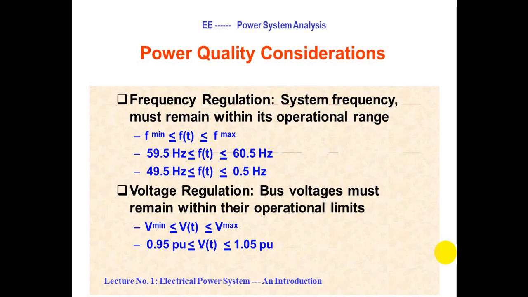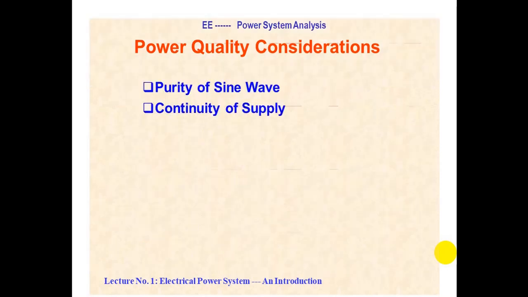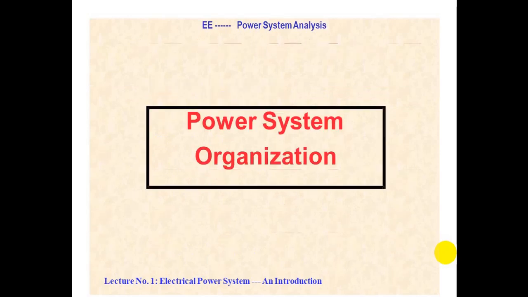In the voltage regulation part, bus voltages must remain within their operational limits. There is a certain limit on the voltage and on the frequency both. So whatever the limit set, the whole bus or the whole electric system must follow this regulation. And the other things are the purity of the sine wave and continuity of supply. These are the two main concerns that should be considered while following the power quality of the power system.